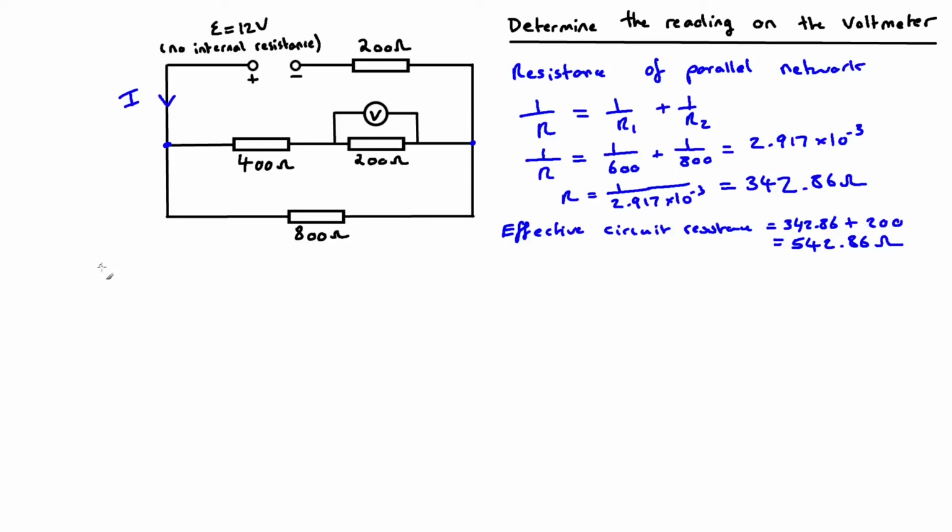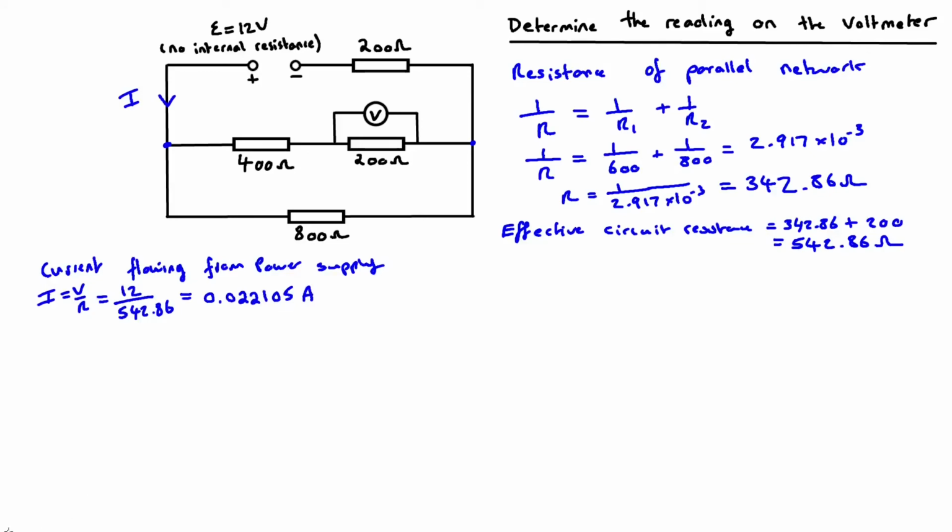Now of course we can work out the current that flows from the power supply, the current in the circuit. That's straightforward enough. We know it's a 12 volt power supply. We know that the effective resistance of the circuit now is 542.86 ohms. So the current that will be drawn from that power supply is 0.022105 amps, 22 milliamps if you like. Again, we will just round it at the end.